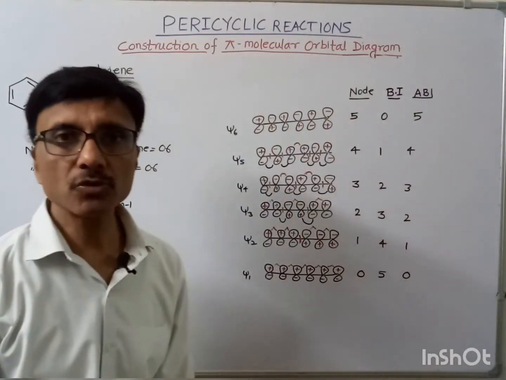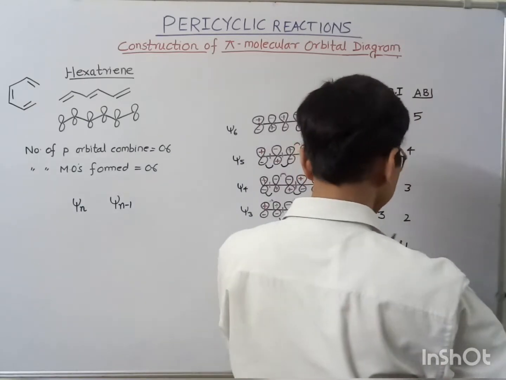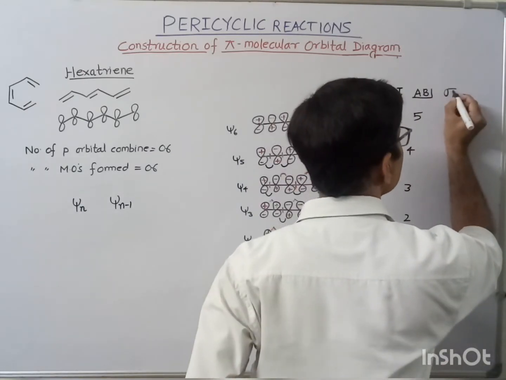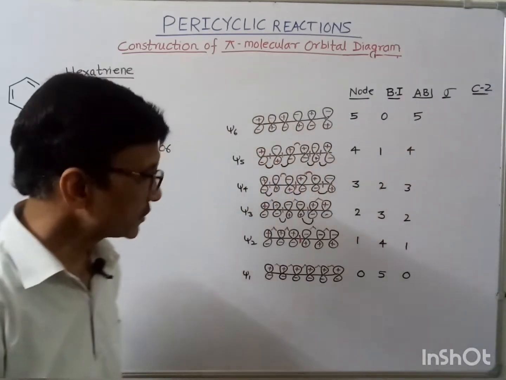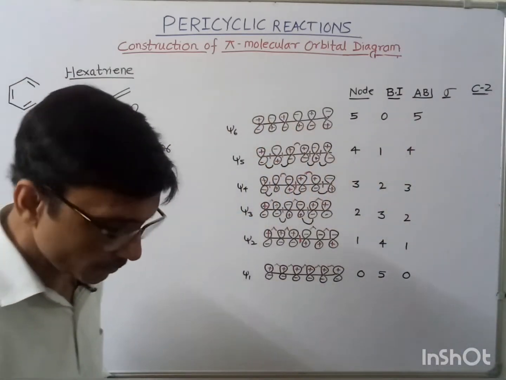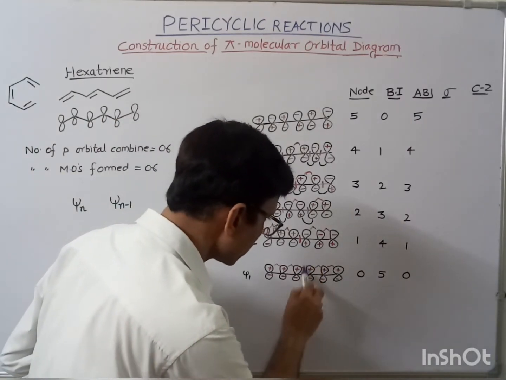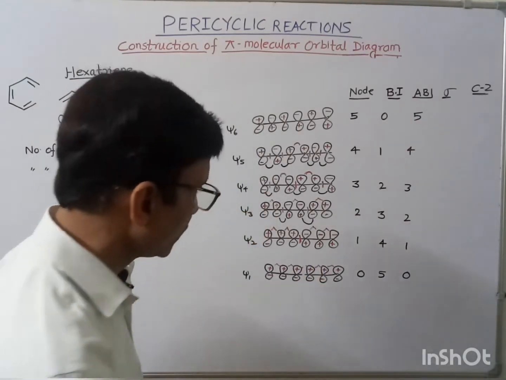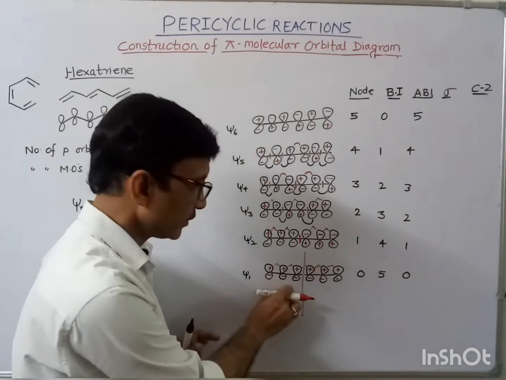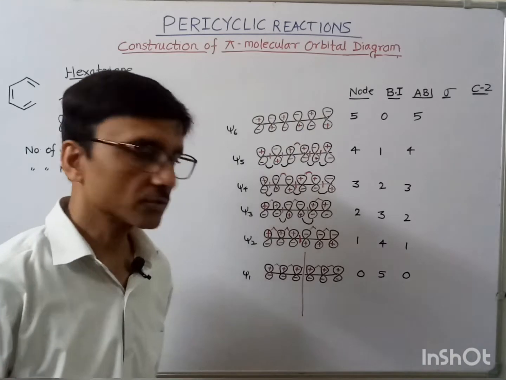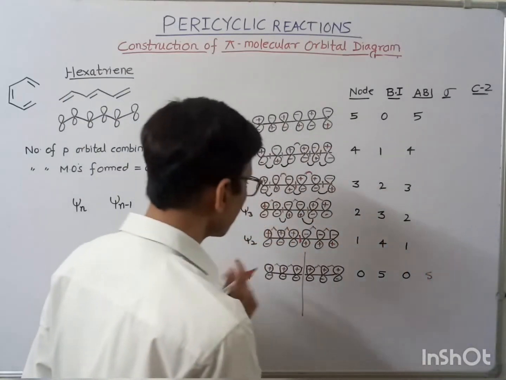Now what about the symmetries? Symmetry, if you see, sigma symmetry, that is mirror plane symmetry, and C2 symmetry. If you pass the mirror plane from the center, then in front of plus, all plus are there, so that's why it is symmetric. It is symmetric with respect to the mirror plane.